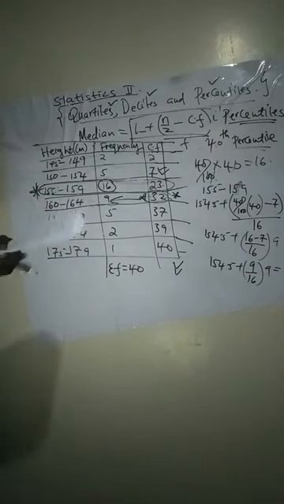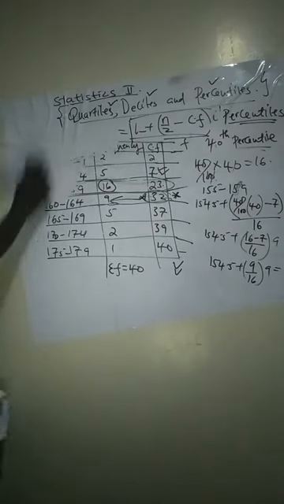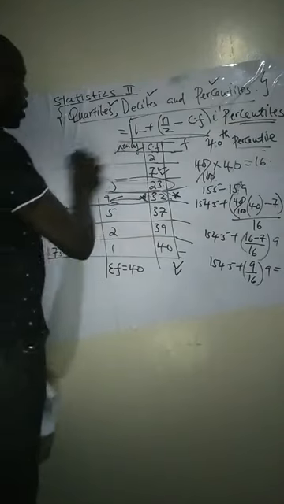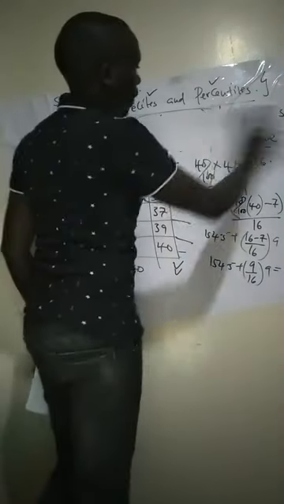So that is basically what happens in quartiles, deciles, and percentiles. Before we proceed on to something else, I want to discuss again quartiles in the case of ungrouped data. So we've done grouped. Let's see what happens in ungrouped.